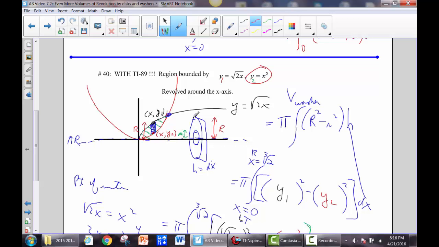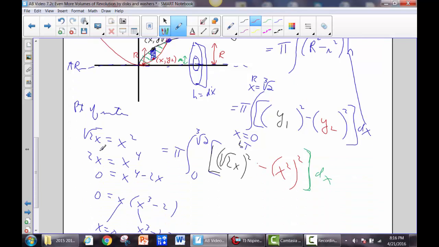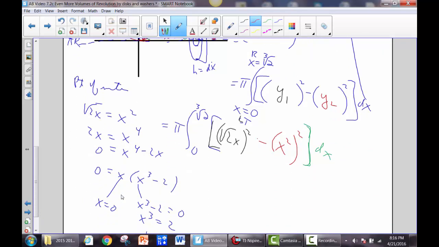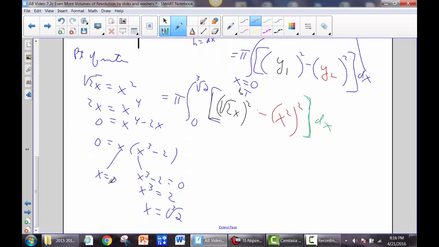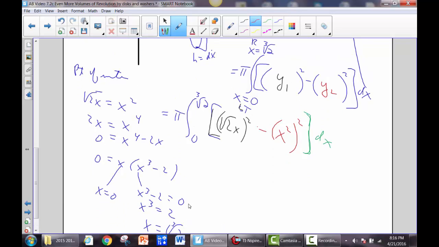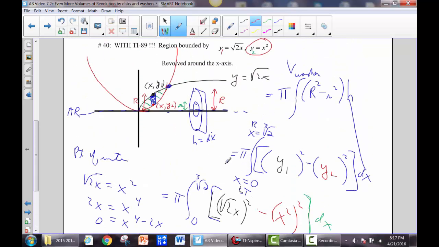Again, you have your little heights, and there's your washer. So it's pi times big R squared minus little r squared, times h. Your h this time is dx, so the left border is x equals 0, as you can see. You will have to find the x coordinate of the point of intersection right here. So that's done over here. I set the two equations equal to each other, and I find out that they intersect at x equals 0 and at x equals cube root of 2. So integral from 0 to cube root of 2.